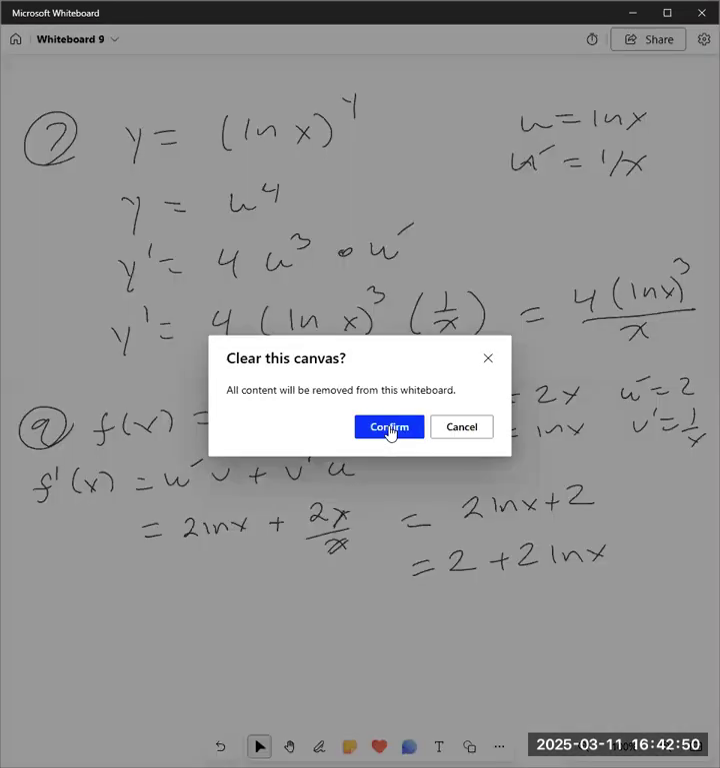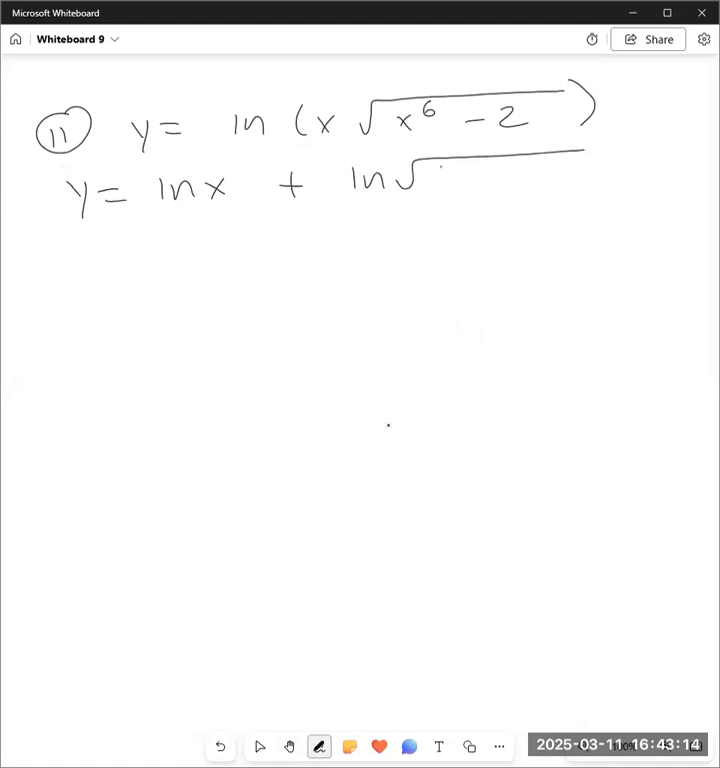Let's go ahead and look at number 11. Number 11 says y is equal to ln of x root x to the 6th minus 2. Now again, I'm going to use some log properties to help me. It means that y is equal to ln of x plus ln of root x to the 6th minus 2. And that 1/2 will come down as a coefficient.